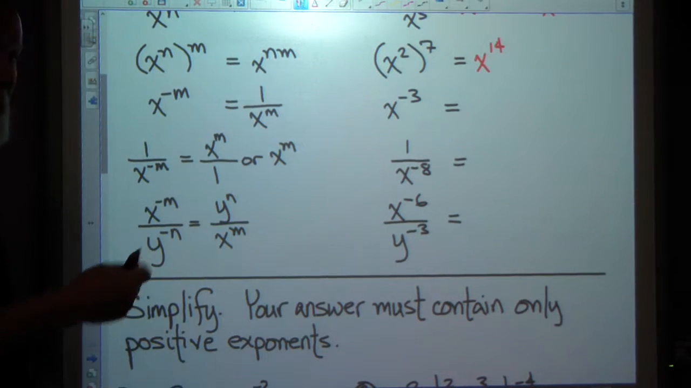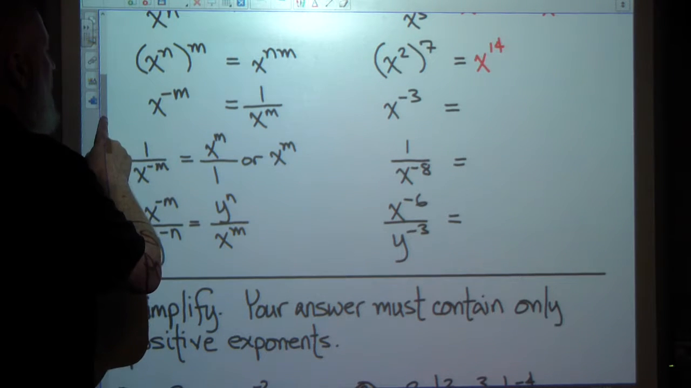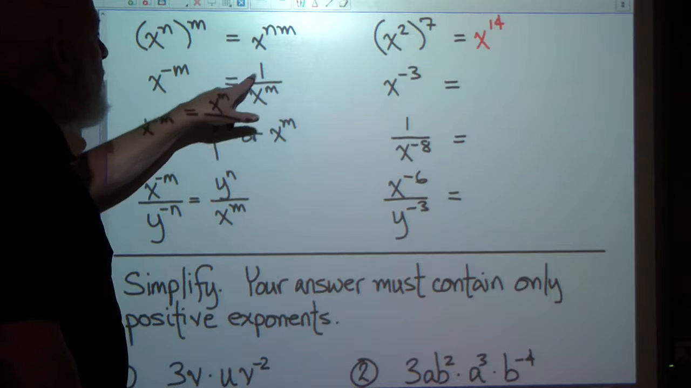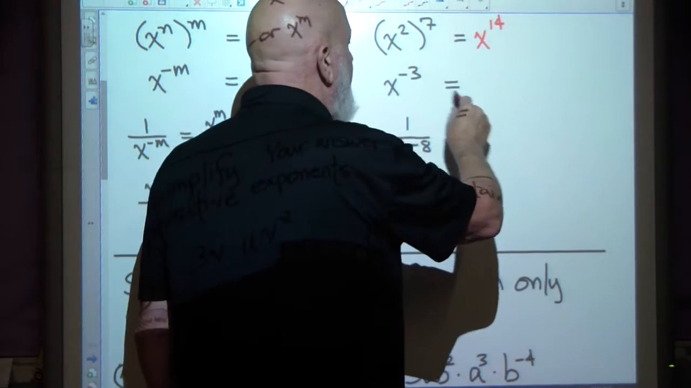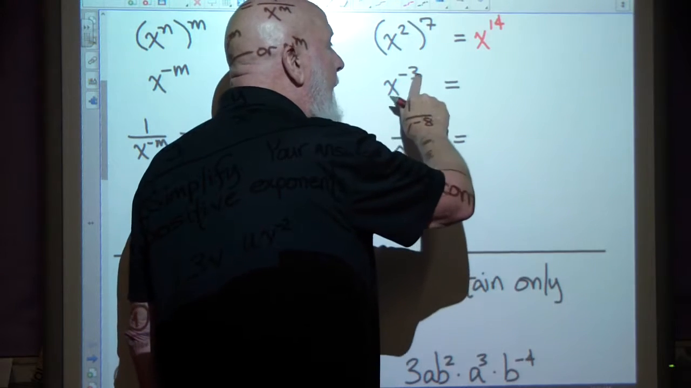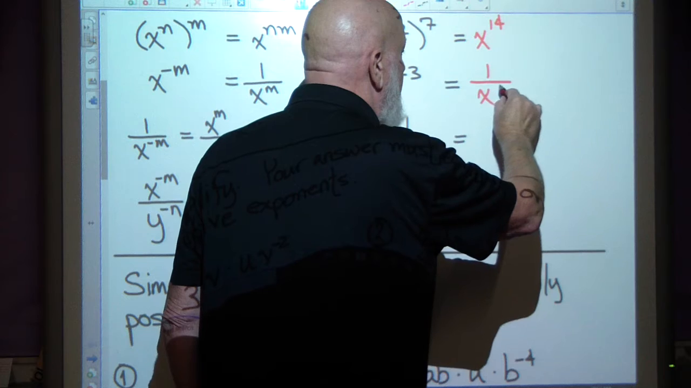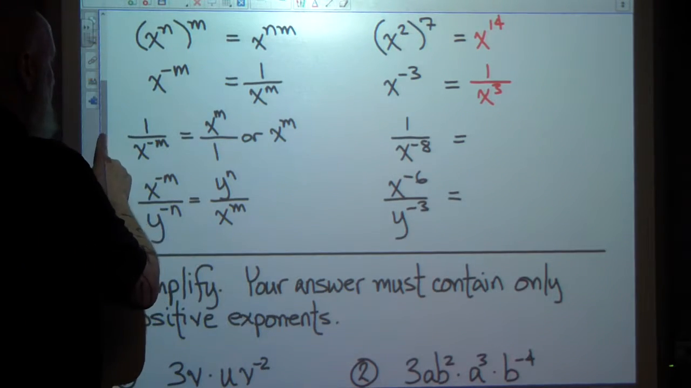So this should all ring a bell. We covered this in Algebra 1 a while back. Here's another one. X to the negative m can be written as 1 over x to the positive m. You'll see that a lot. So x to the negative 3, if they said rewrite this so that the exponent is positive, you would say that's 1 over x to the positive 3. Very simple stuff, that. You just got to remember.